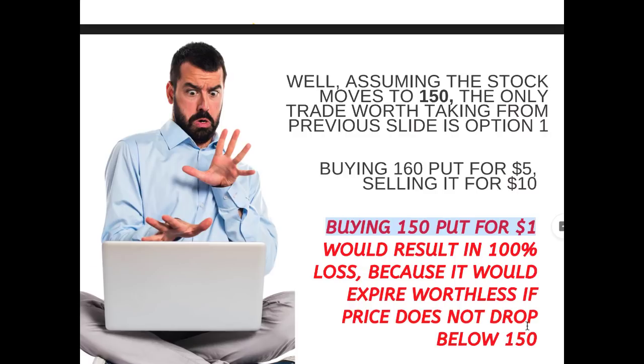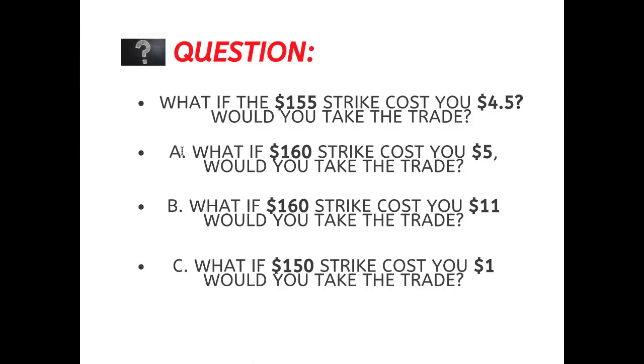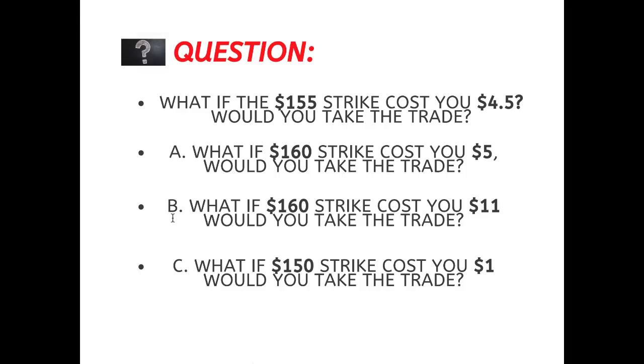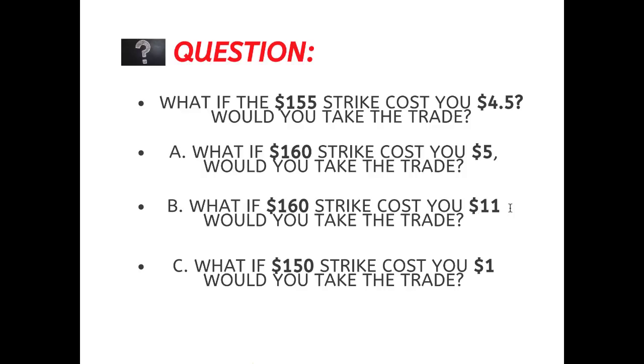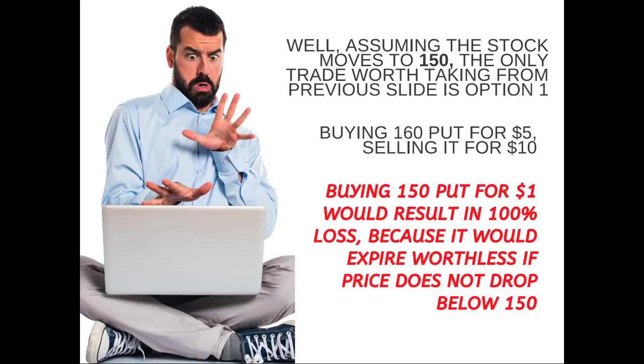So the only trade out of these ABC scenarios you would want to take is A, where you're doubling the money. Now, for the 160 strike in question B, the cost is just too much. You're spending $11, and if the stock drops to 150 by expiration, that contract is only going to be worth $10. So you're spending $1,100 to make $1,000 back. That absolutely makes no sense. And of course, C, as we just discussed, expires absolutely worthless if the stock never drops below 150.